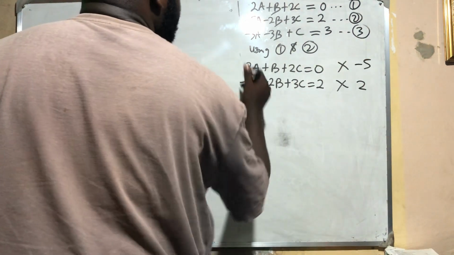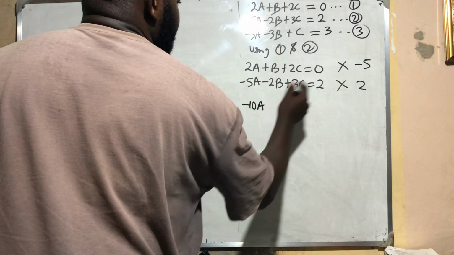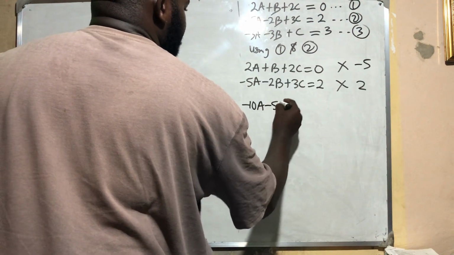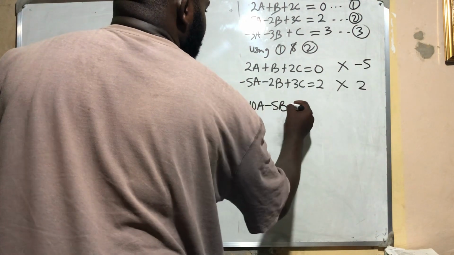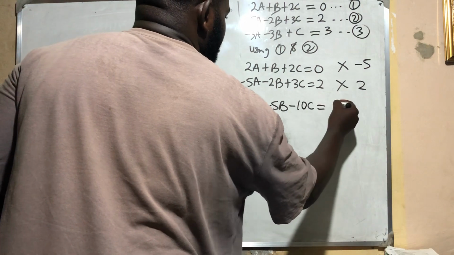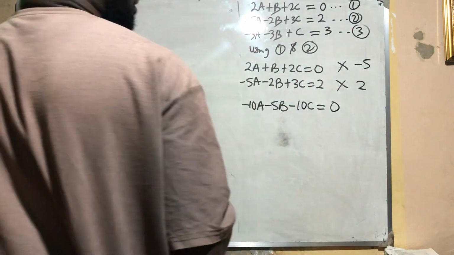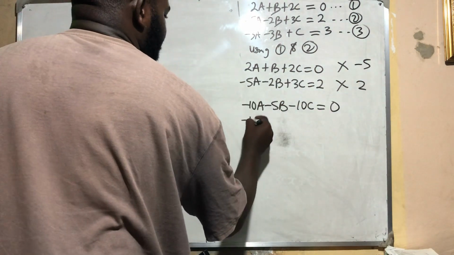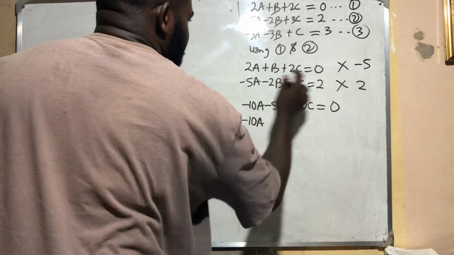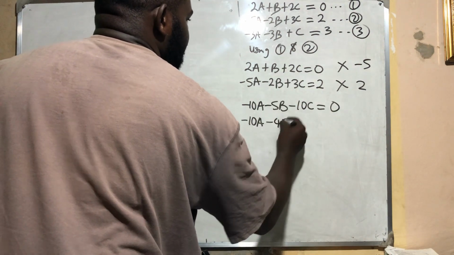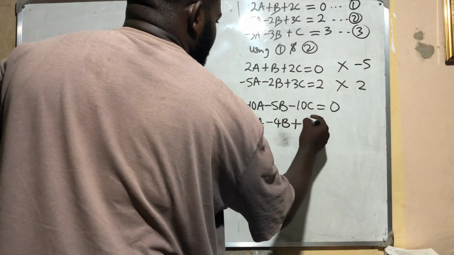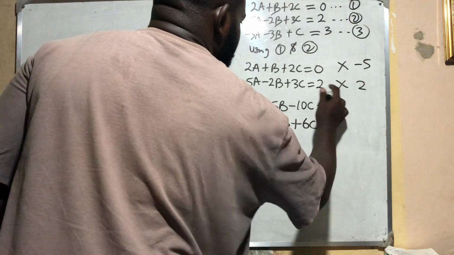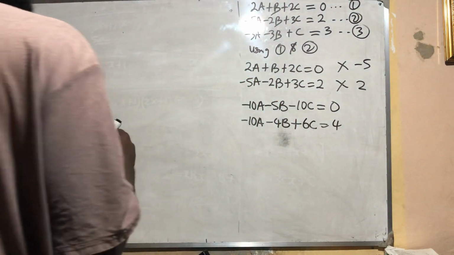So minus 5 times this will give you minus 10a, minus 5b, minus 10c is equal to minus 5 times 0, which is 0. 2 times this will give you minus 10a, minus 4b, plus 6c is equal to 4. So now they are equal.